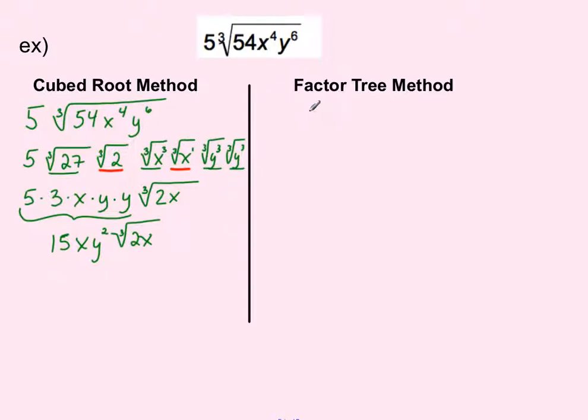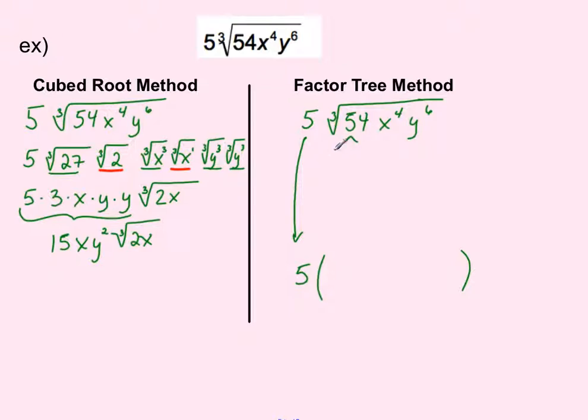Factor tree method. Here we go. 5 third root 54 x to the 4th y to the 6th. I'm going to deal with the number part first and then kind of the x's and y's at the end. Again, remembering this 5, I'm just going to bring it down here. This 5 has to be part of my answer at the end, and I'm going to have to multiply it by whatever I get from simplifying the radical.